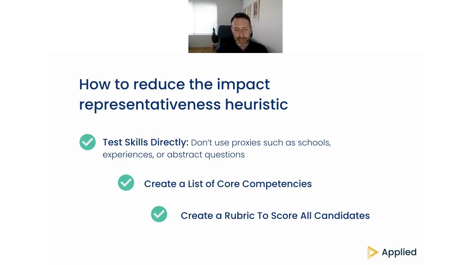And finally, another great thing to do is to create a rubric to score all candidates. So you're not giving them 10 out of 10 because they went to the right university. Instead, you're giving them 10 because they answered this job-specific question incredibly well and show that they have the potential to do the job.